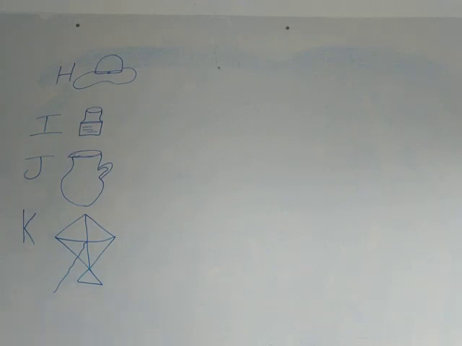Eppadi padichom? A for ant, B for box, C for cat, D for dog, E for egg, F for fan, G for gun. Pathom liya? So iniki next paapom enna illa irukku.